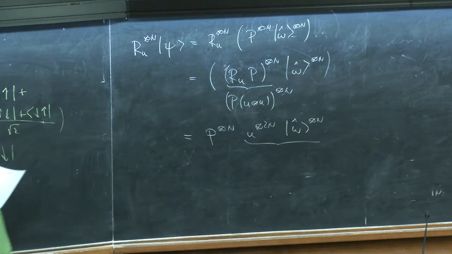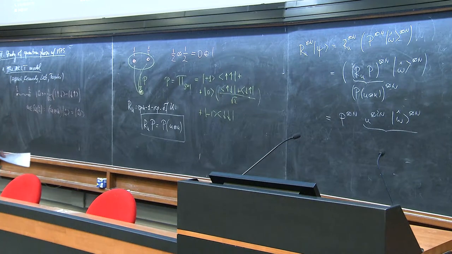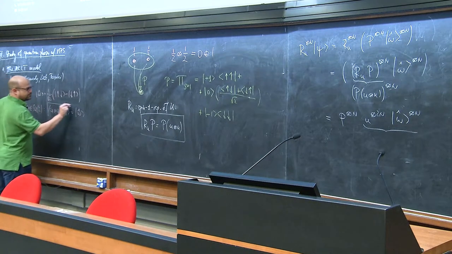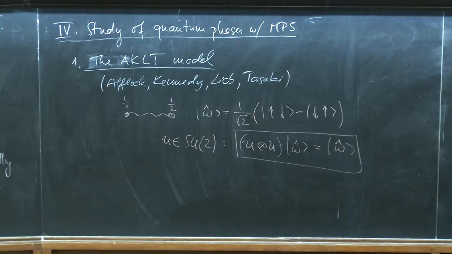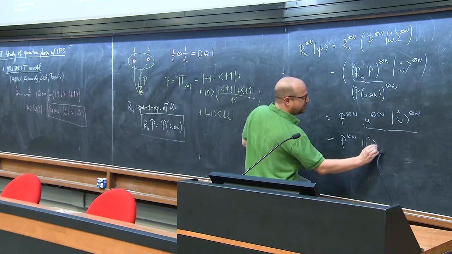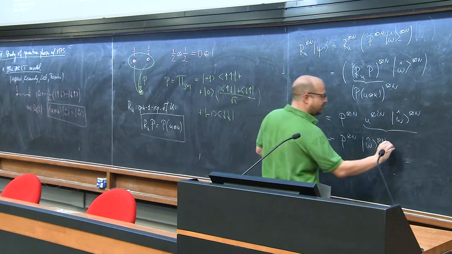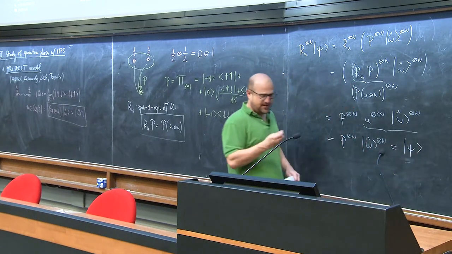But now using the other condition, namely that the state is a singlet, we find that the state is invariant, right? So what we find is that the omega hat is left invariant. So this is just P times N acting on omega hat times N. And this is just exactly our original state psi.